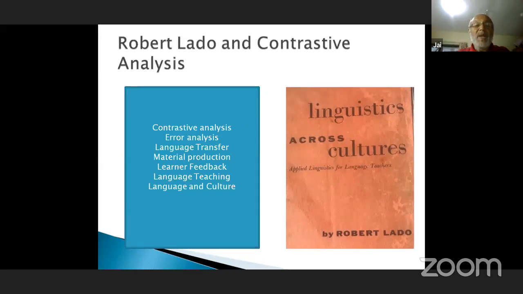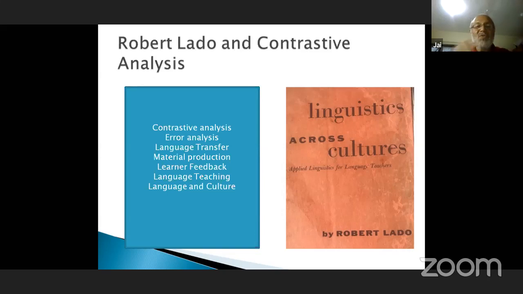Robert Lado. I got it from the English Language Institute at the University of Michigan way back in 1985. When I was doing my internship at the English Language Institute, I found this book, where Robert Lado was former director of the same institute, and he did his PhD in the same institute with Professor Charles Carpenter Fries.